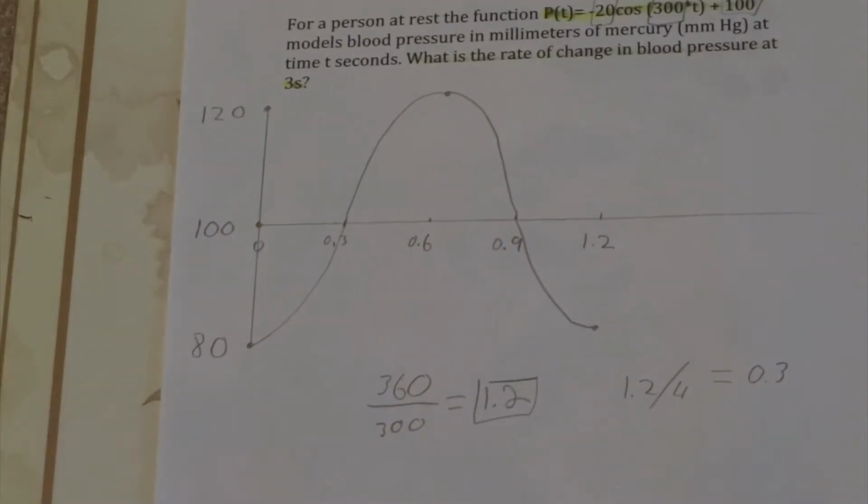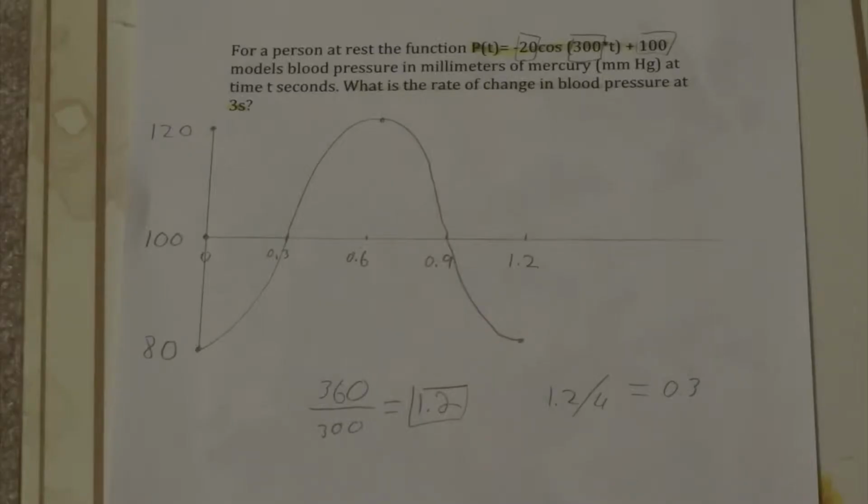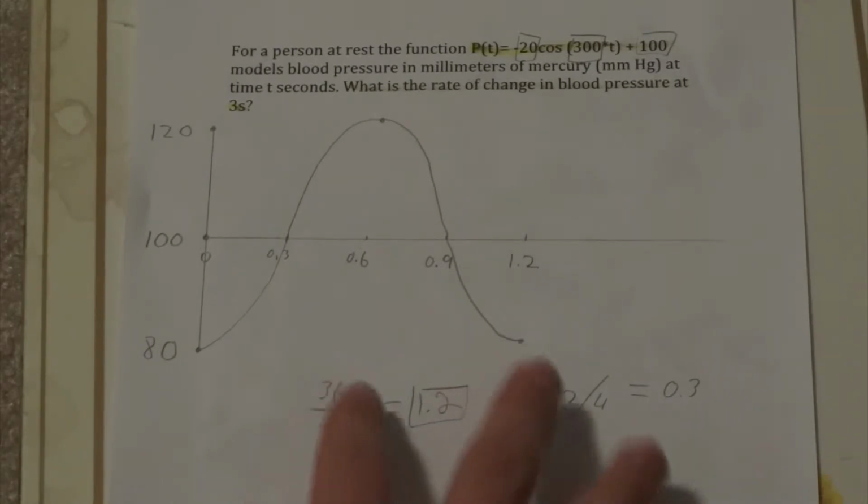This is what our new graph is going to look like. It's going to start from 80 at 0, it's going to go up all the way up to 120, of course, and then back down to 1.2. Perfect.